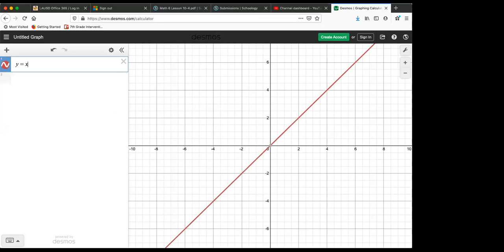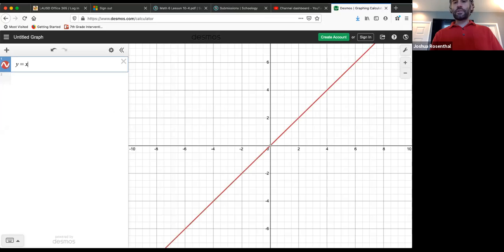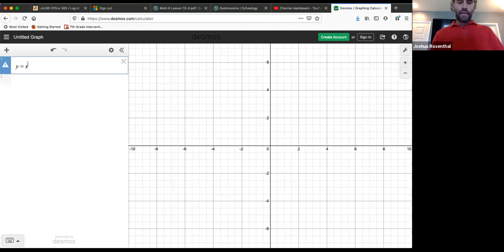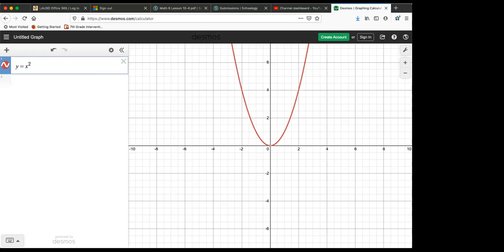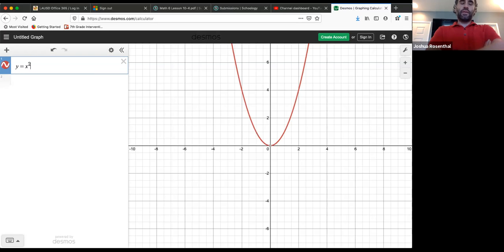Y equals x. Look at what y equals x looks like. Now I'll do shift 6, that little hat, that little triangle. That gives me an exponent, squared. Hit the tab button. The tab button brings it down from being a superscript, being an exponent. So there's y equals x squared.